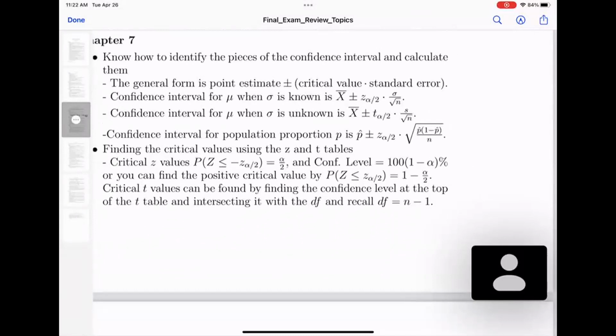Let's see what's another one. As the confidence level increases, what happens to the width of the confidence interval? Does it increase or decrease?